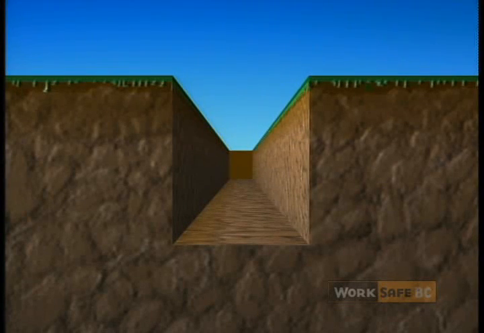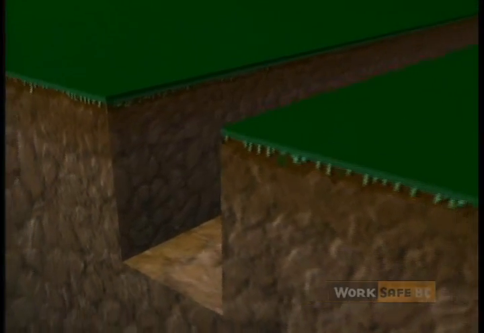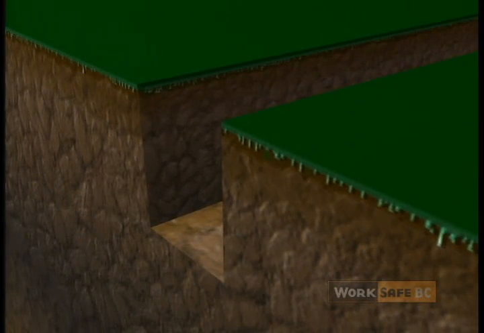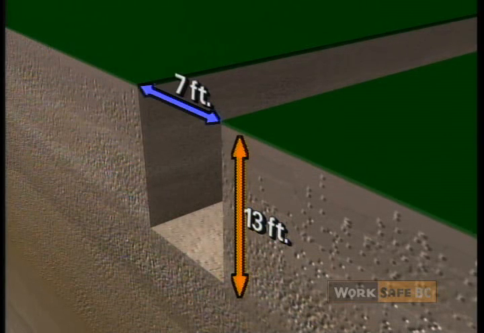Using the trench support structure table, we're going to select the correct components and build a shoring system. Here we have a trench in soft, sandy, filled, or loose soil. It's 13 feet deep and is 7 feet wide. What is the size and maximum spacing of the uprights required?